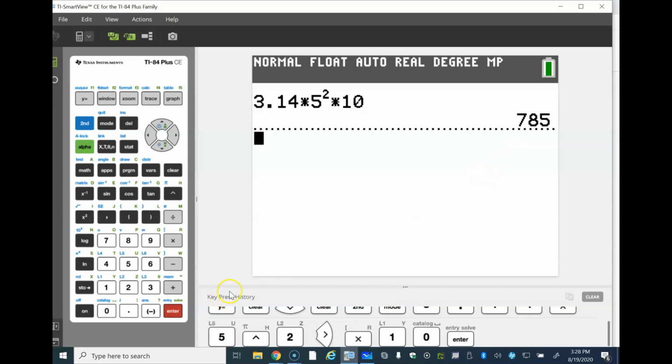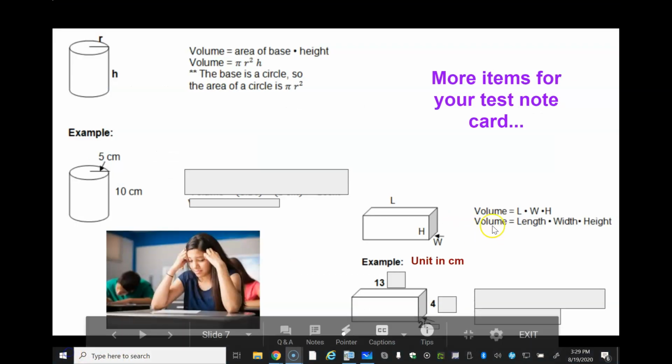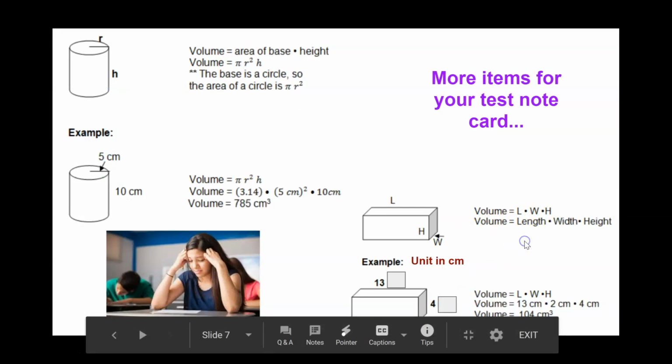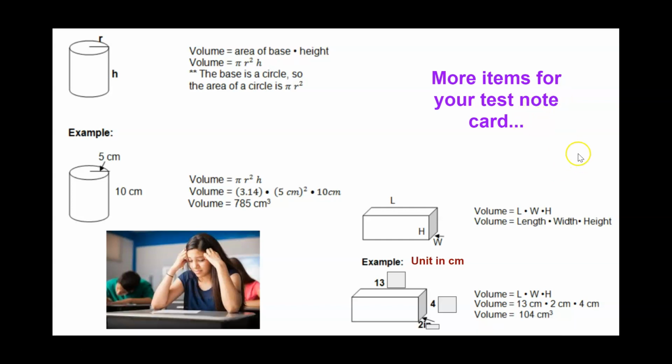Dominique, turn your microphone on or give me some thumbs up because I cannot hear you. The last one is going to be length times width times height, multiplying three things together. And we should get 104, which everybody in here did get. So we just multiply all of them together. We know it's going to be cubed because we're multiplying three units together.